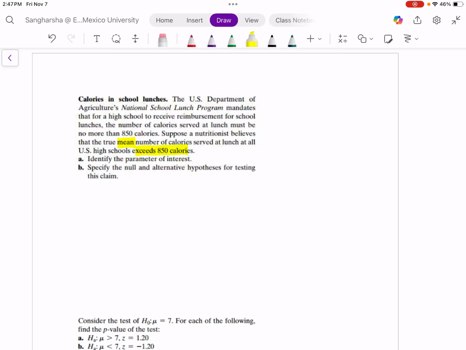Our parameter is the mean, which is mu, and it's also asking us to specify the null hypothesis and alternative hypothesis. Let's start with the alternative hypothesis. Specify null and alternative hypothesis for testing this claim. Now what is their claim? They believe that the true mean of calories served at lunch exceeds 850 calories.